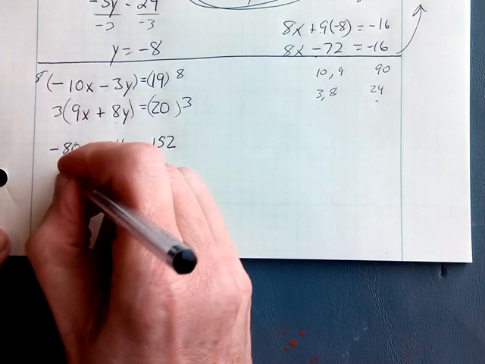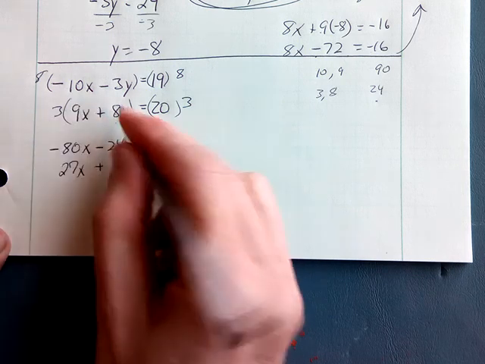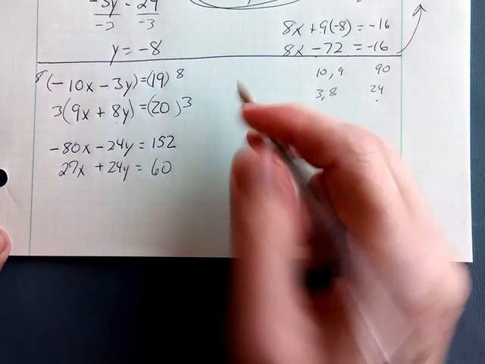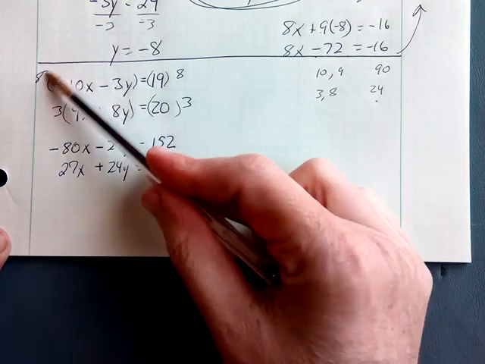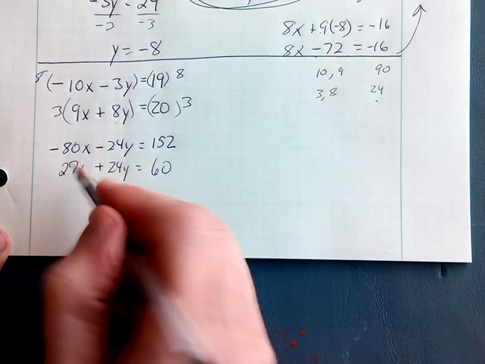3 times 9 is 27x plus 3 times 8 is 24y equals 3 times 20 is 60. Now, these were already opposite in sign. If they had both been plus, I would have made one of these numbers a negative to make sure it changed sign. Because remember, I want one to be negative, one to be positive. That's one of the steps.